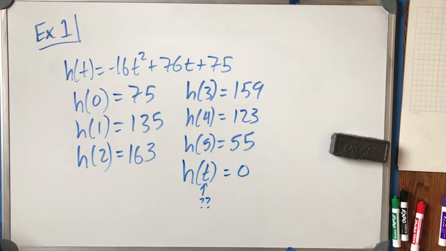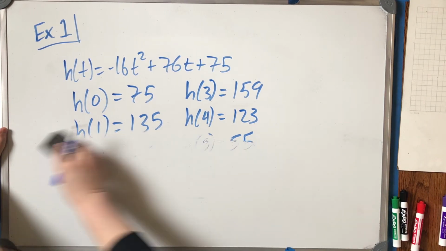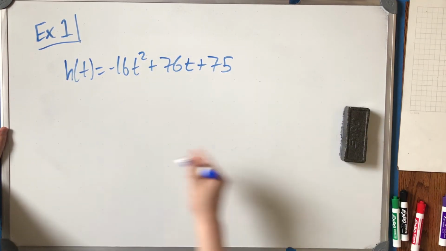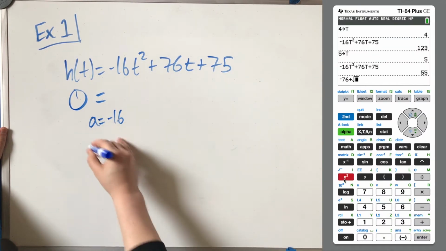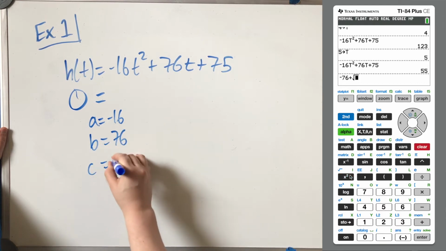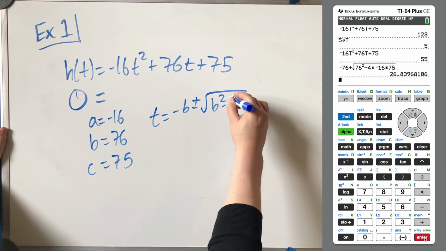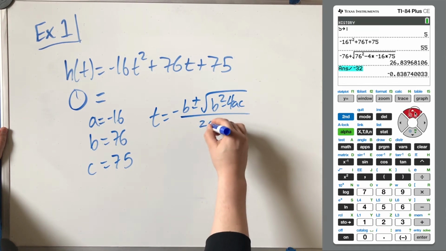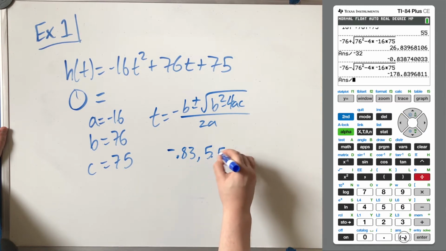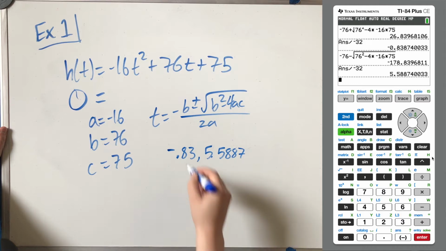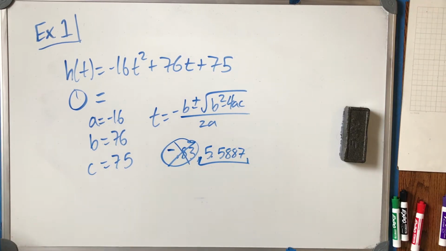In order to do that one, we have to use the quadratic equation. I'm just going to clear some space for myself, and if I set this equal to 0 and solve, I'm going to let a equal negative 16, b equal 76, and c equal 75, and I'll just plug this into the quadratic formula. I do that, and I get negative 0.83 and then 5.5887. Negative time doesn't exist yet, so I know that it's going to hit the ground at 5.5887.